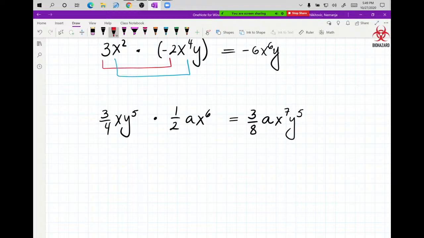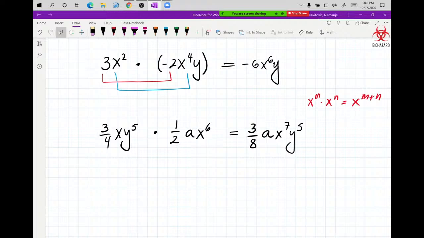Now, the rule that we are using all the time is that good old rule x to the m times x to the n is x to the m plus n. And that's the rule, as you can see, that has been used in both of these problems. We had 2 plus 4 is 6, because the bases are the same. Both bases were x there, right? And then in the second one, you have x to the 1 and 6. So 1 plus 6 gives you 7 on x.